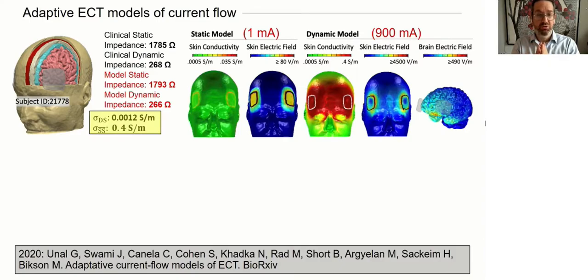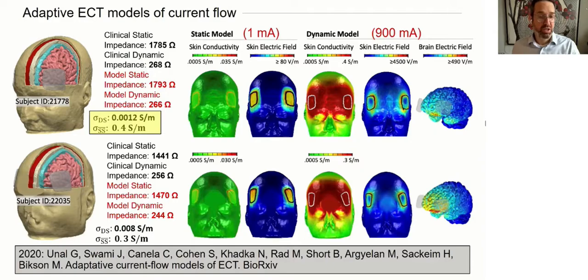What do the results specifically look like? That's shown here. So first, for the static model situation or the 1 milliamp situation, you can see the electric field on the skin. And then you can see the associated skin conductivity, which in this case goes up to about 0.035 Siemens per meter. And you can look at the dynamic model. Now here, even though the color scale is the same, notice that the label is different. The electric field is actually going up to 4,500 volts per meter on the skin. And if you look at the skin conductivity, there's that much more diffuse and intense increase in conductivity that goes up to 0.4 Siemens per meter. Why 0.4 Siemens per meter? Because that is the maximum skin conductivity of this subject. And the model will then predict the resulting brain current field.